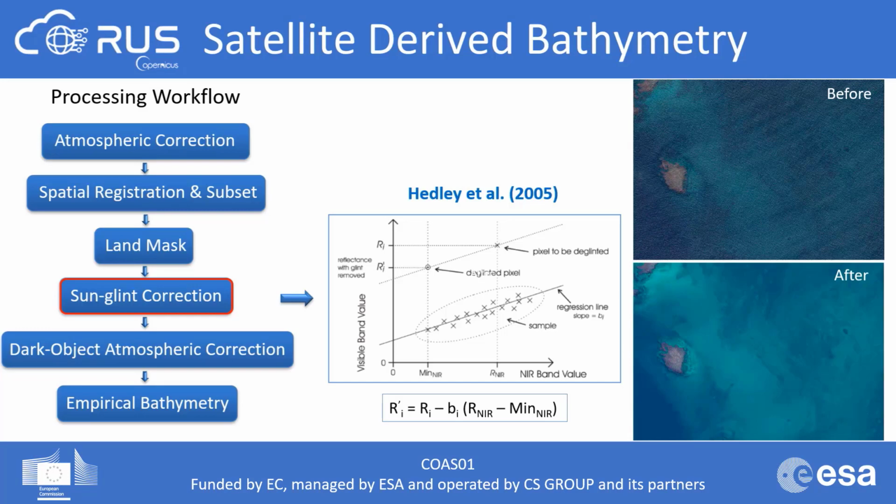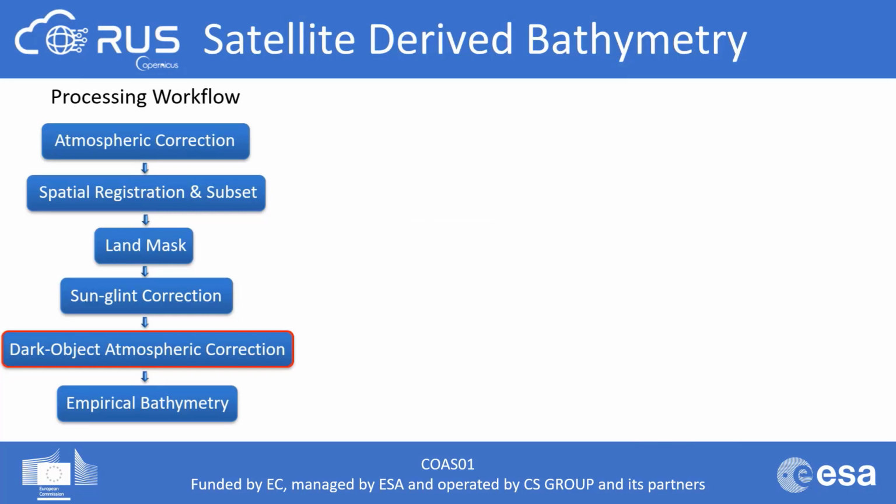Next step in this processing flow is the dark object atmospheric correction. This is an empirical atmospheric correction method which assumes that the reflectance from dark objects includes a substantial component of atmospheric scattering and needs to be subtracted. Finally, we will derive the bathymetry data.